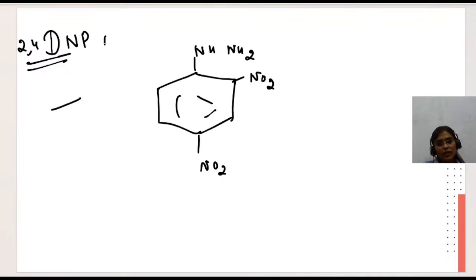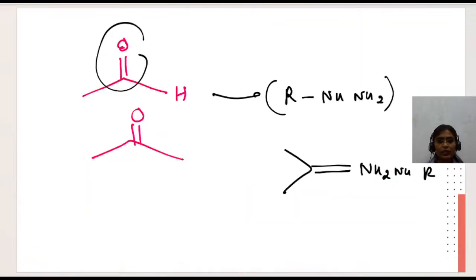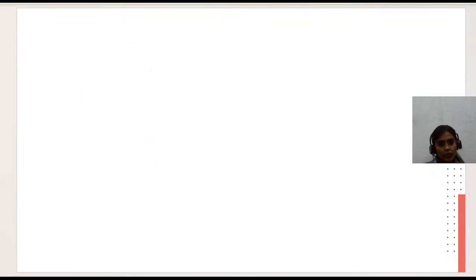It means, wait, let me just explain. Q is going to convert into S. Now we are going to check whether S has an aldehyde or not. So let's start with Q. Let's discuss the Q part here. So what is Q? That is salicylaldehyde.